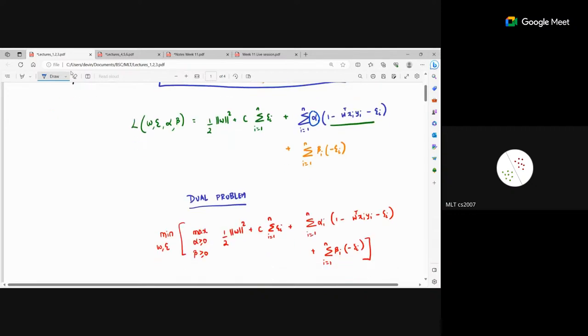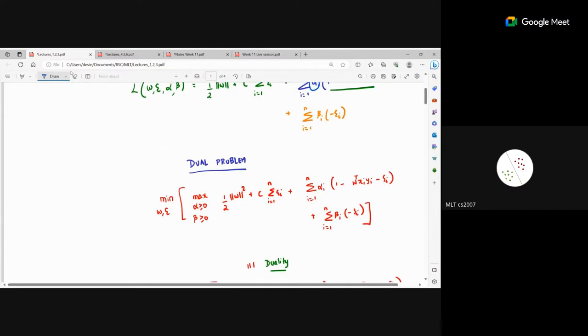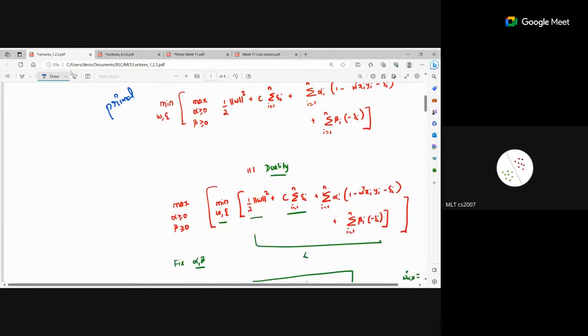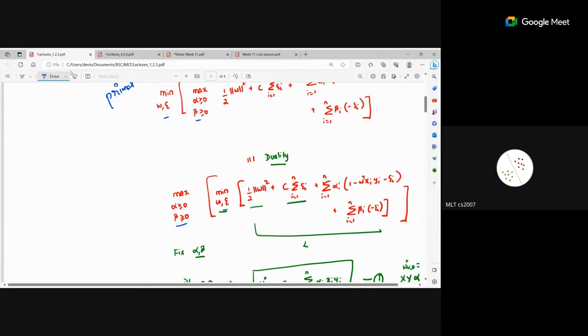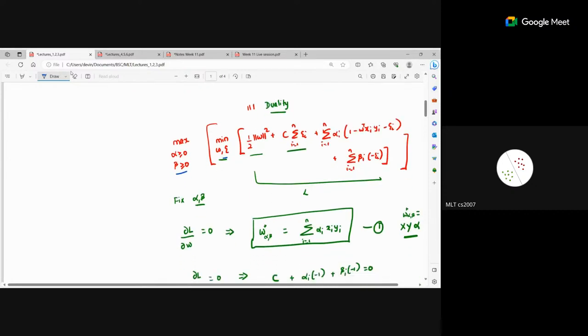Now what's going to be our main criteria? We want to maximize this with respect to alpha and beta, and then you want to minimize this with respect to the W and then the bribe. So this is the primal problem. The corresponding dual is going to be here. First you do the maximization, then the minimization, but in the dual, you first do the minimization, then the maximization. For a particular function, even if you solve the primal as well as the dual, the solution is going to be the same.